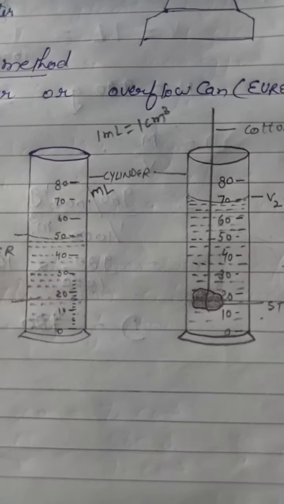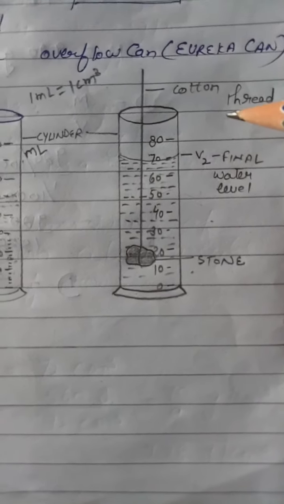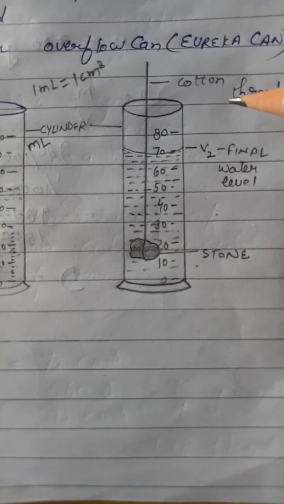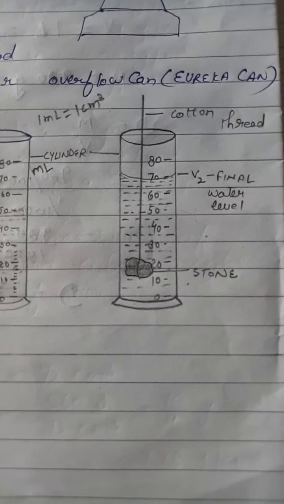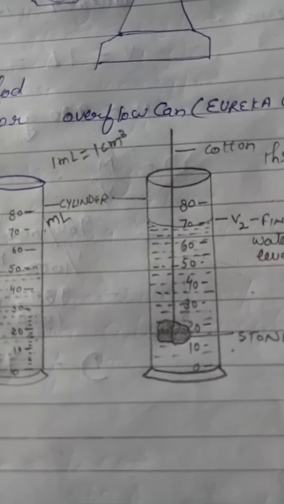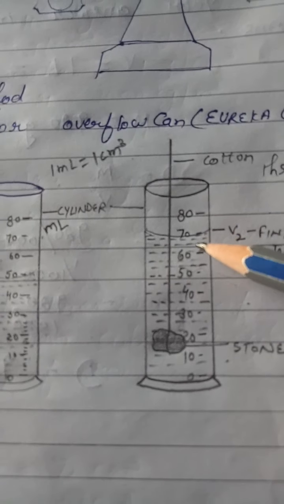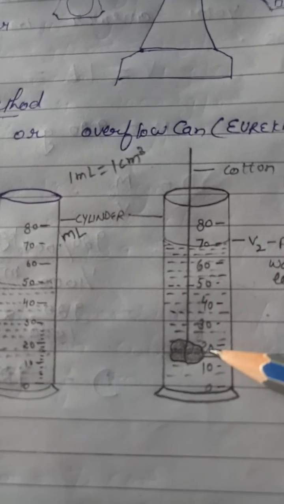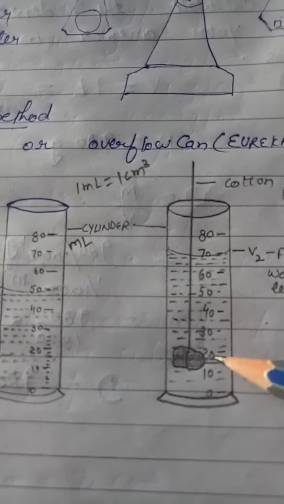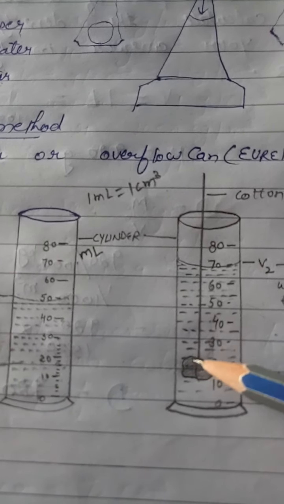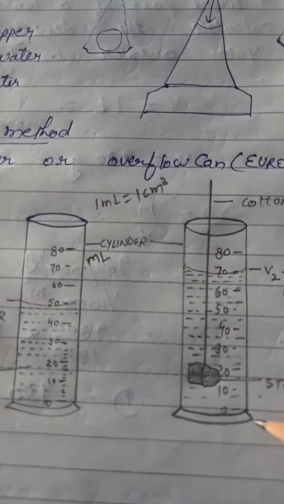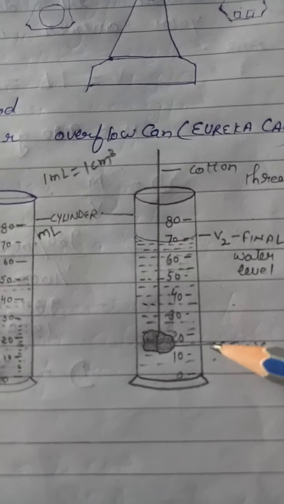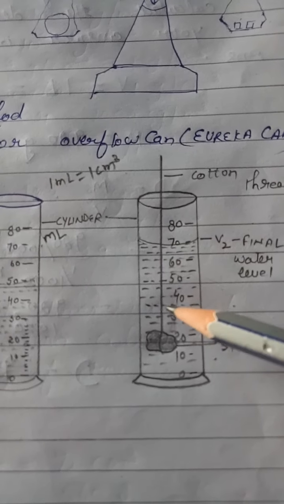Now, what is the next step? Tie a thread around the stone and gently immerse it into water. The stone piece should be completely immersed in the water and should not touch the walls or the base of the measuring cylinder. These are some precautions which we have taken during this activity.